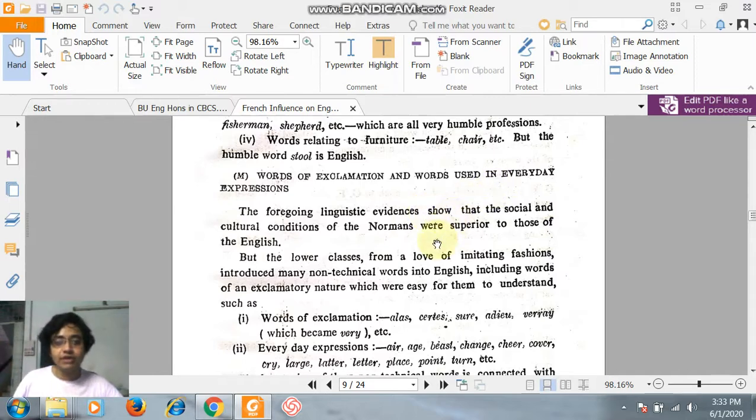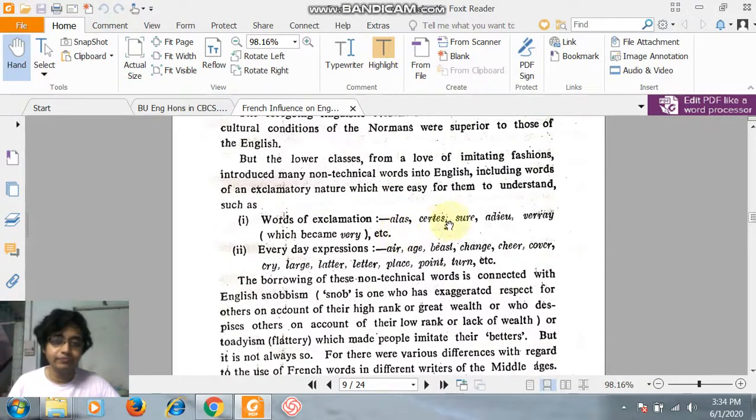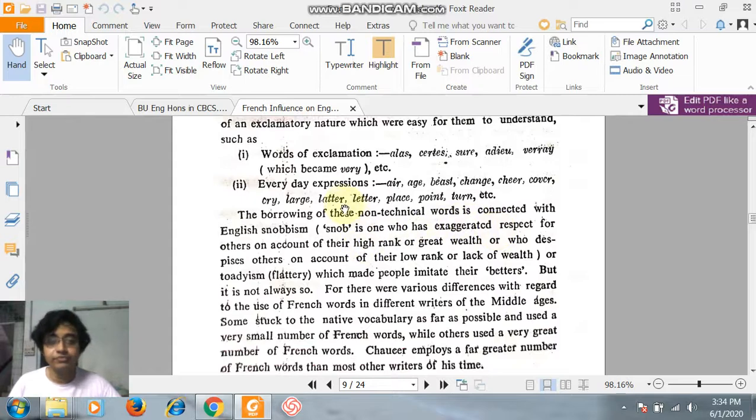Now, words of exclamation and words used in everyday expressions. The foregoing linguistic evidence clearly shows that the social and cultural conditions of the Normans were superior to those of the English. Hence, various words depicting melancholia, sadness, or human sorrow also relate to French, like alas, sure, adieu, very. Everyday expressions like air, age, beast, change, cheer, cover, cry, large, latter, later, place, point, turn, all these words are French in origin.